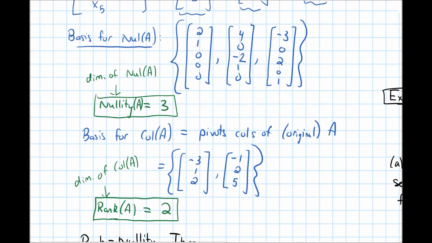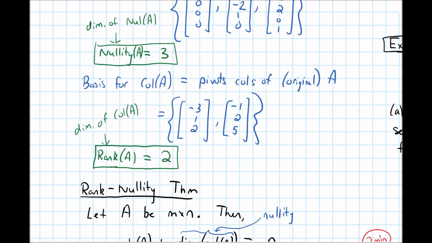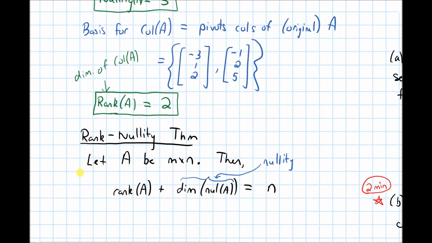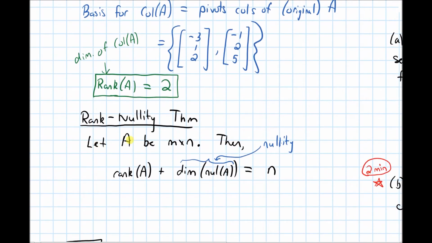Okay, so next what I want to mention is a theorem that relates the nullity and the rank. So fittingly, this is called the rank-nullity theorem. So it says the following. If I let A be an M by N matrix, then the rank of A plus the dimension of the null space of A, in other words, the nullity, equals N, the number of columns.